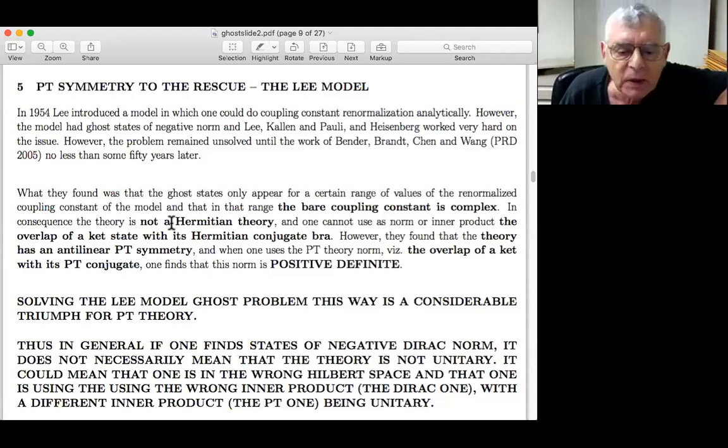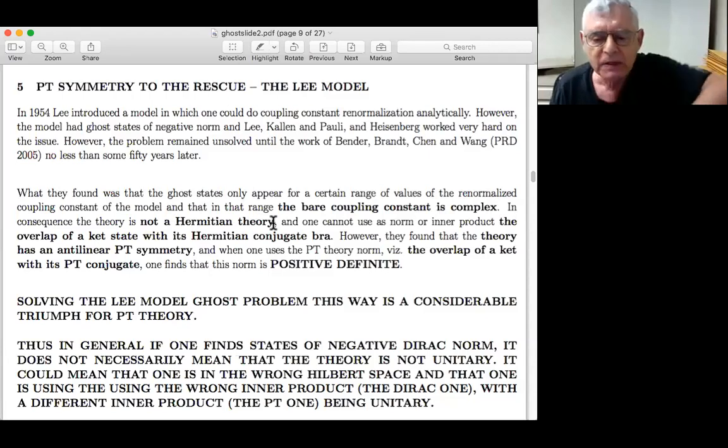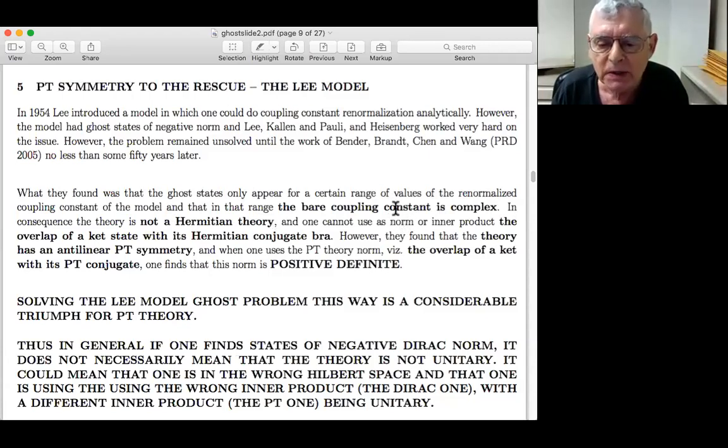In consequence, in that region, the theory was not a Hermitian theory. And if it's not a Hermitian theory, then the Hamiltonian is not Hermitian because the coupling constant is complex. You can't use as the norm or the inner product the overlap of a ket state with its Hermitian conjugate bra. So the disease was that you used the Dirac norm in a place where it couldn't be applicable because the theory was not Hermitian.